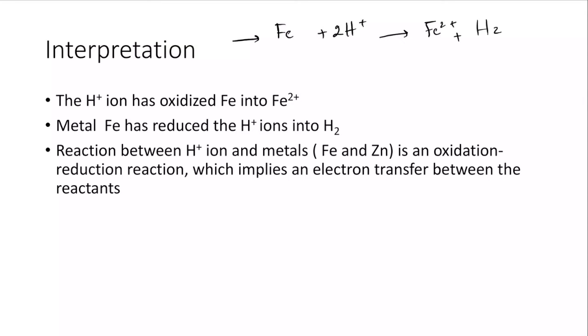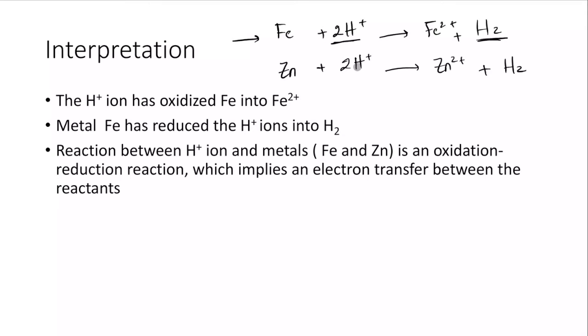Well, it's interesting because now hydrogen is being involved inside the reaction. Hydrogen is being involved. It's not a metal. And that occurs also to Zn. When we add Zn plus 2 H plus, it gives us Zn2 plus and H2. Now here, the H plus ions have oxidized Fe, okay? Has oxidized Fe and turned it into Fe2 plus.